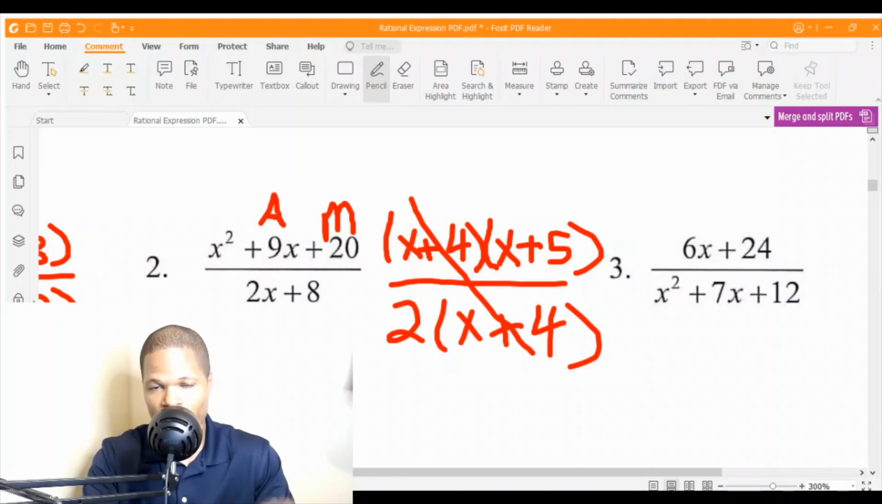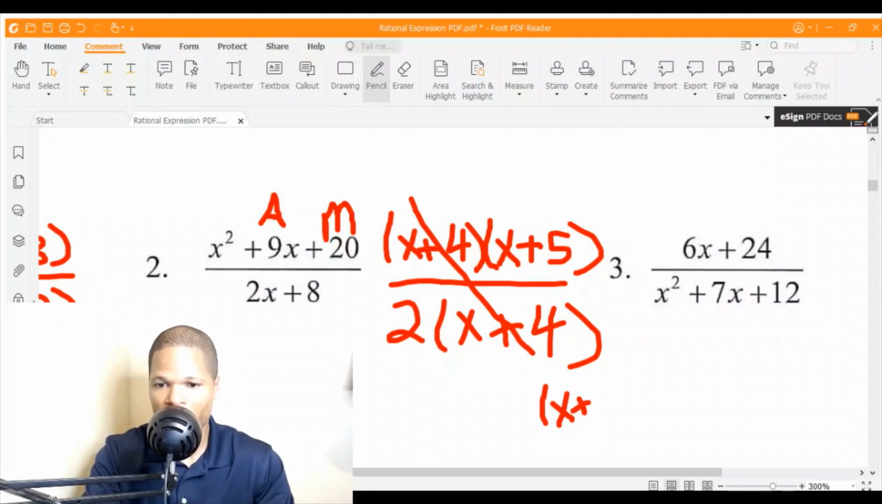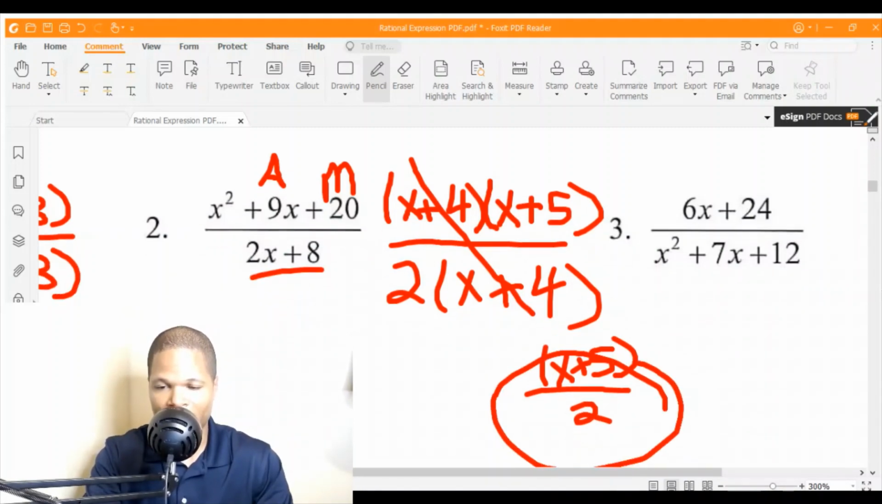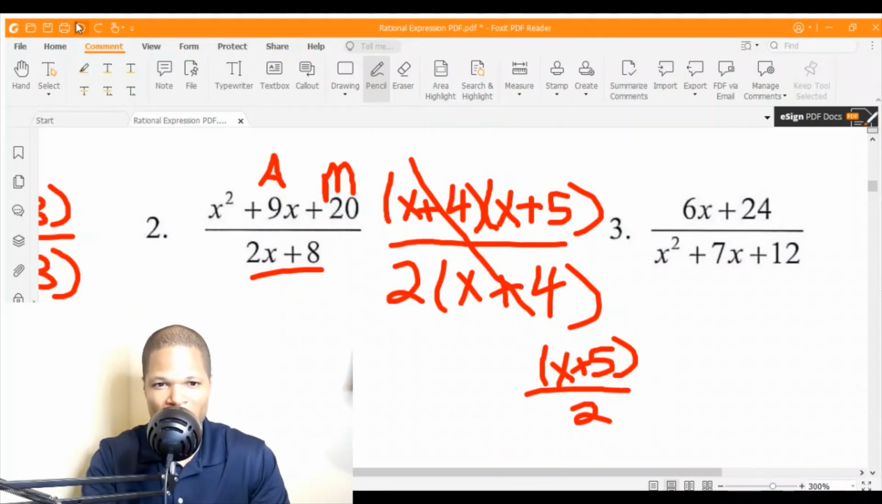So the x plus 4s go bye-bye, and you're going to be left with what's left, which is going to be the x plus 5 in the numerator. And then, of course, you'll just leave the 2 at the bottom because that didn't get canceled out. And this would be how you reduce that particular rational expression. Okay, so I'm going to just undo that so you can see my circle. I think I blocked it, but this is how you do it.